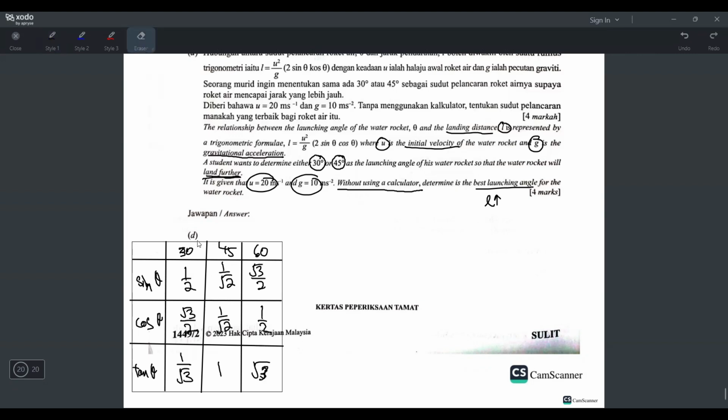Okay, but what if you curi-curi guna calculator? Because they say cannot use calculator, right? But what if you curi-curi guna calculator? Okay, they will know if you curi-curi guna. You know why? Because when you tekan sine 45, your calculator actually give you sec 2 over 2. Okay, sec 2 over 2.